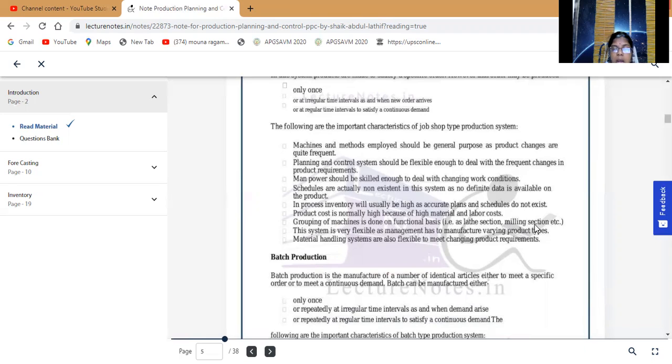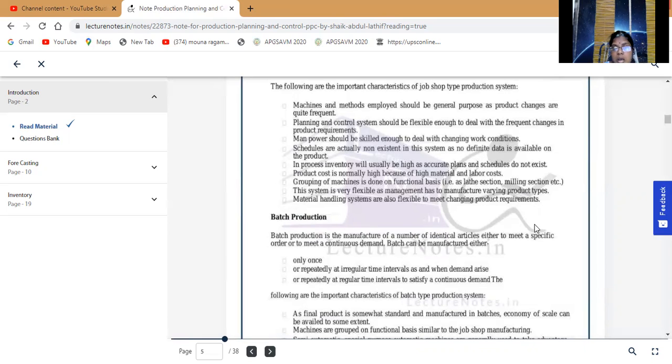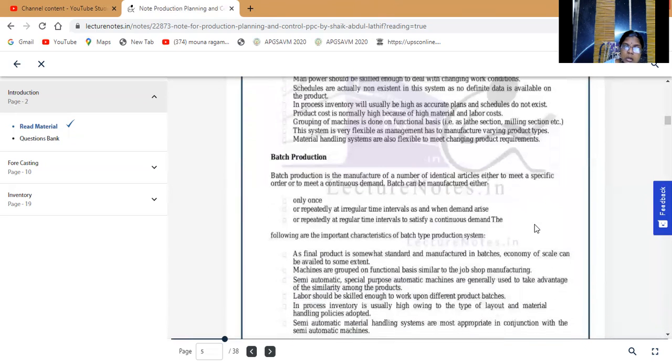And grouping of machines is done on a functional basis, that is, lathe section, milling section. And this system is very flexible, as management has to change every time because it is not standard. If you want to do work on a lathe machine and then change to a milling machine instead, that is very flexible, as management has to manufacture very varying product types. And the material handling systems are also flexible to meet changing product requirements, in job shop production.